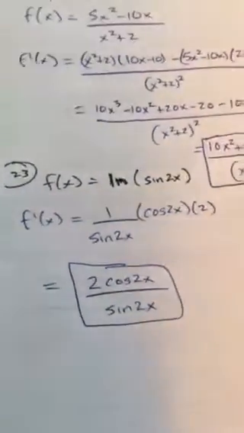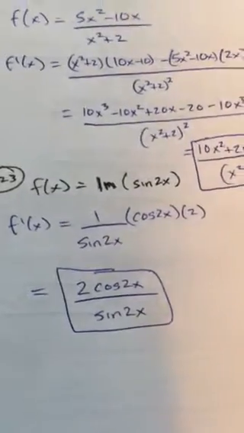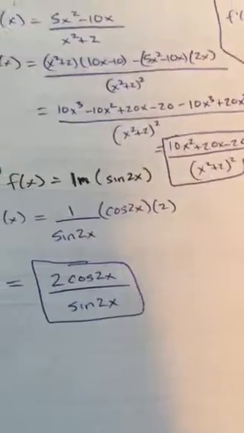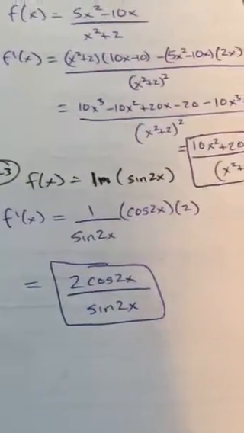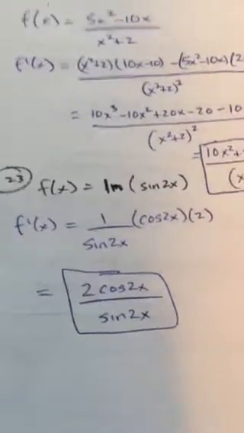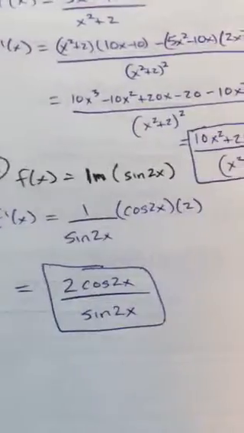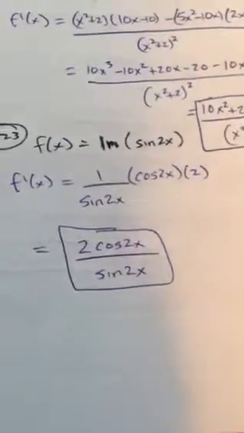23, folks, natural log. Derivative of natural log is 1 over whatever that x is. Natural log x, it's 1 over x, the derivative. So that x is sine 2x. Okay, so 1 over sine 2x. Then you have to take the derivative of sine 2x, which is cosine 2x times the derivative of what's attached to 2. So you got the chain rule working there. All right.